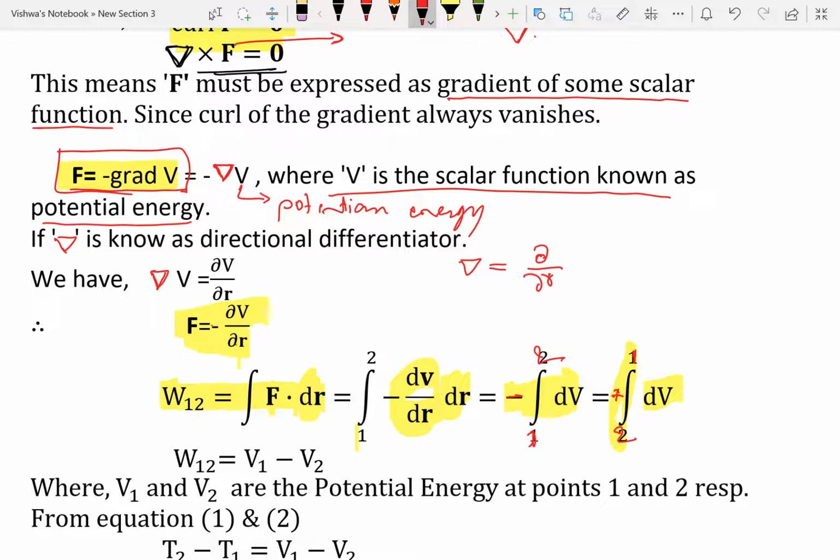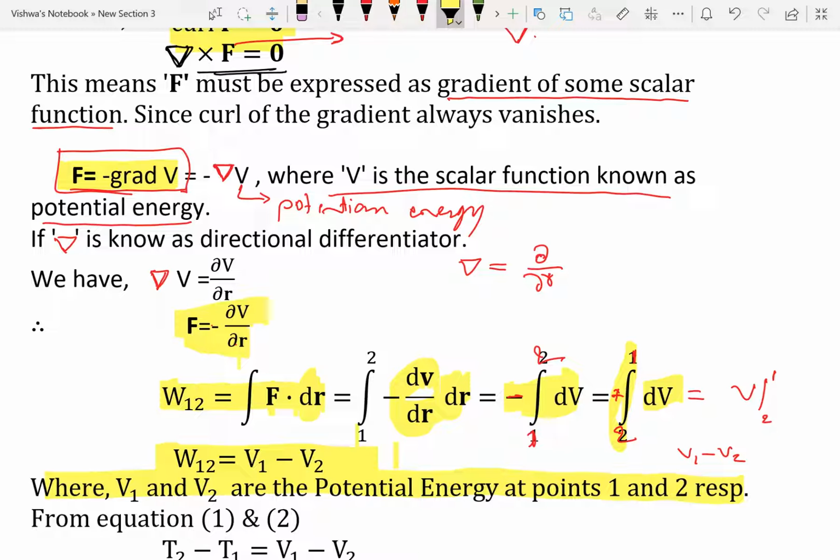So the integration of this is phi, with limits from 2 to 1. When you substitute the limits, it becomes phi1 minus phi2. So work done equals phi1 minus phi2. Here phi1 and phi2 are the potential energy at point 1 and point 2 respectively. Call this equation 2.